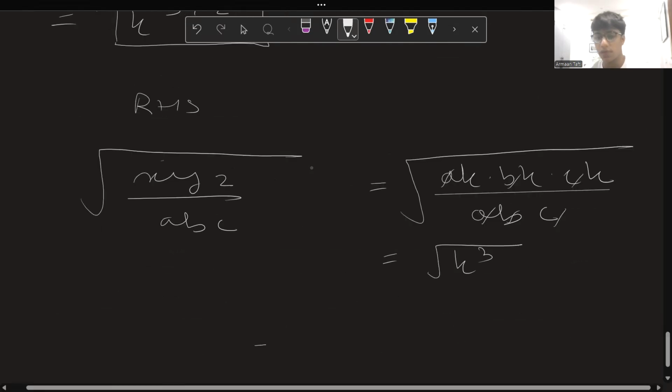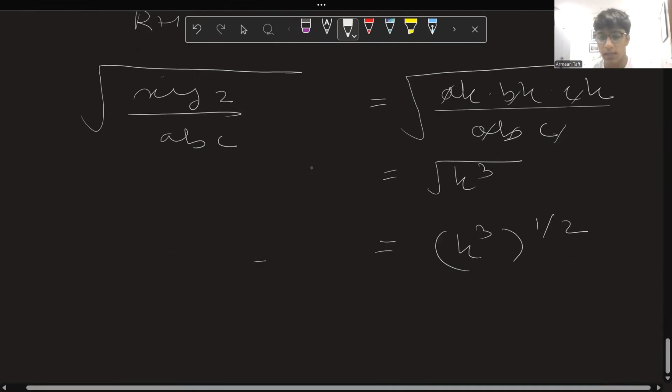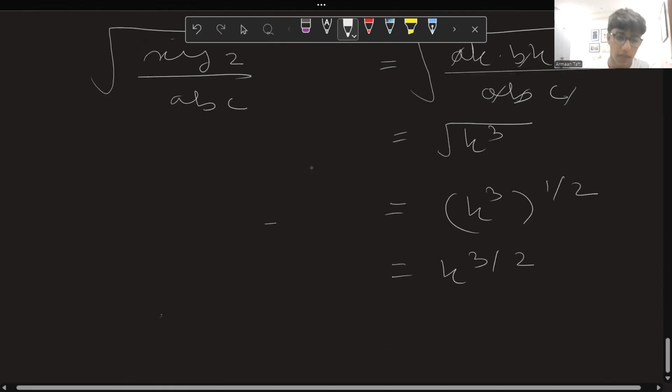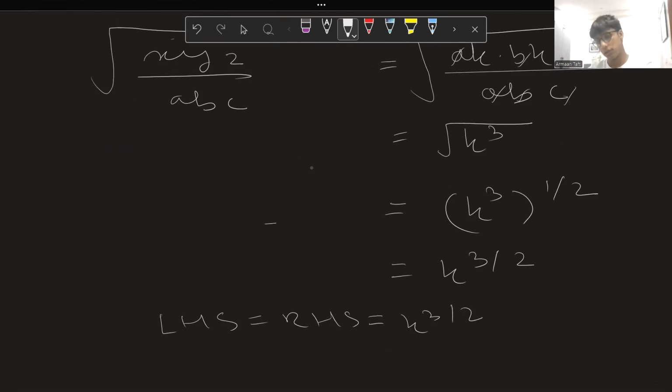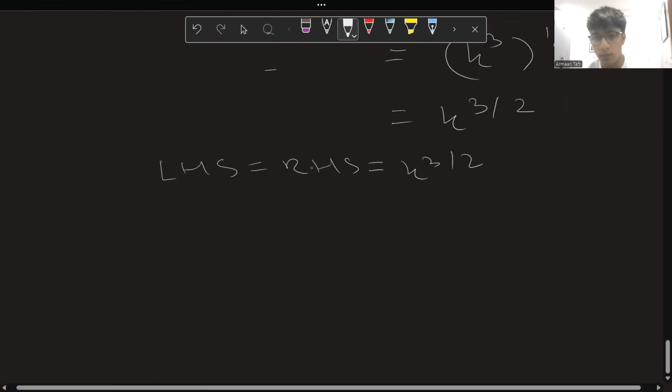And now, as you already know, if you were to take a square root, you can also write it as k cube to the power of 1 over 2. And that gives you k to the power 3 over 2. And there we go. LHS equals RHS, which equals k to the power of 3 over 2. Now we can move on to the next question.